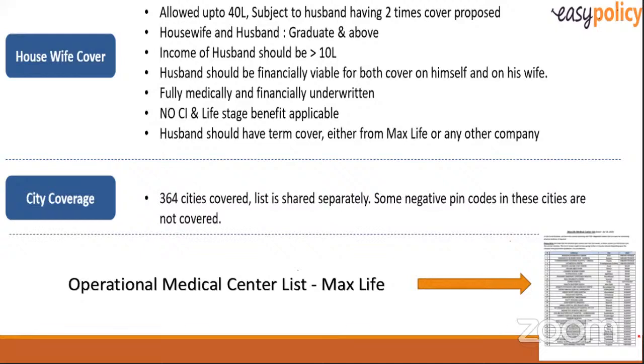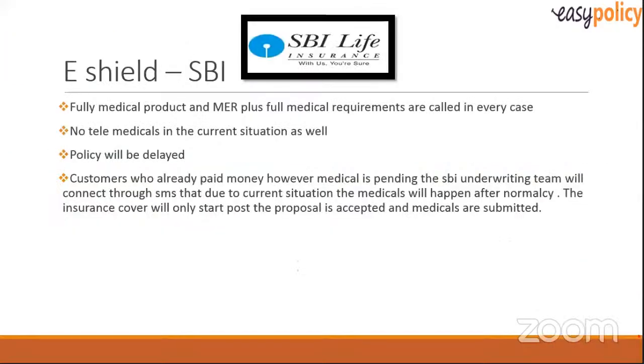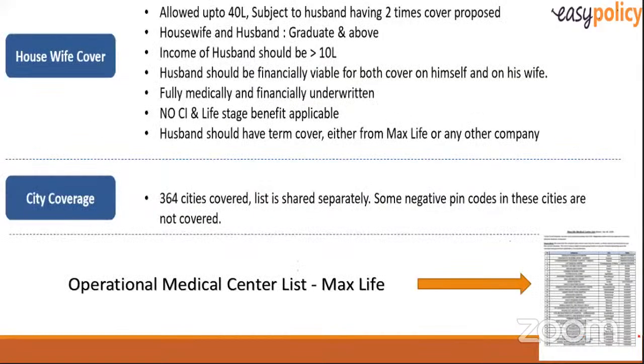Again, a housewife can be covered. The conditions will be the same, but ICICI was giving a maximum of up to 50 lakhs of sum assured to housewives. Max Life is giving only 40 lakhs. And the income of the husband should be greater than 10 lakhs. So again, the housewife can be covered. So these are the underwriting guidelines for Max Life.